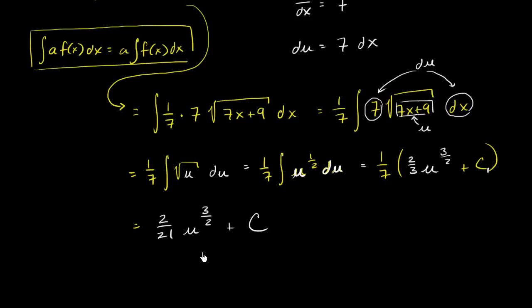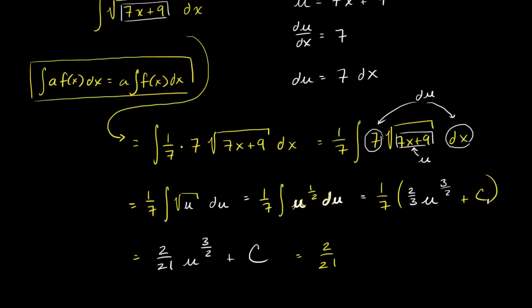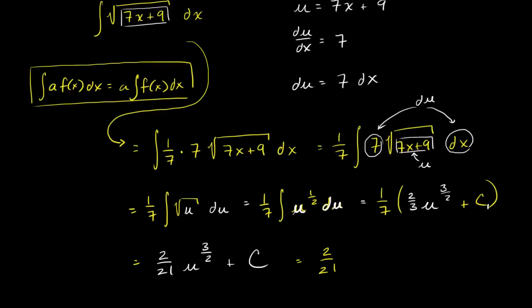And we're done. Oh, actually, no, we aren't done. We still have our entire thing in terms of u. So now let's unsubstitute it. So this is going to be equal to 2/21 times u to the 3/2. And we already know what u is equal to. u is equal to 7x plus 9. Let me put a new color in here just to ease the monotony. So it's going to be 2 over 21 times 7x plus 9 to the 3/2 power, plus c. And we are done.